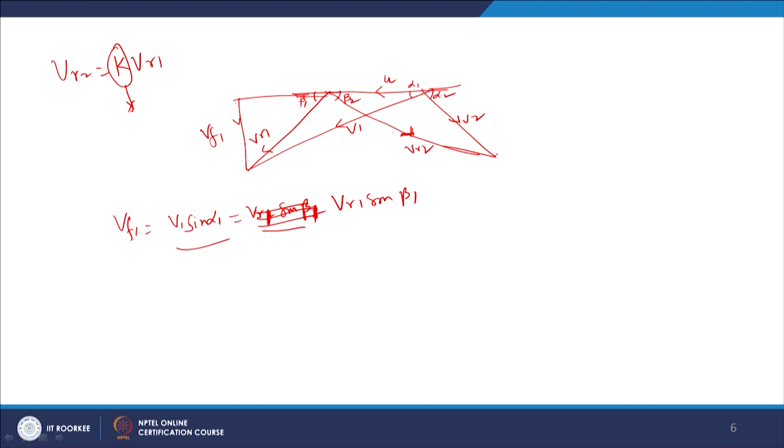Similarly, on the exit side, we can find the velocity of flow as VF2 is equal to VR2 sine beta 2 or V2 sine alpha 2. Now, this has to remain constant. A good designer should ensure that this component of the velocity remains constant. It means VF1 should be equal to VF2. If this component is not constant, there is going to be axial thrust in the system.